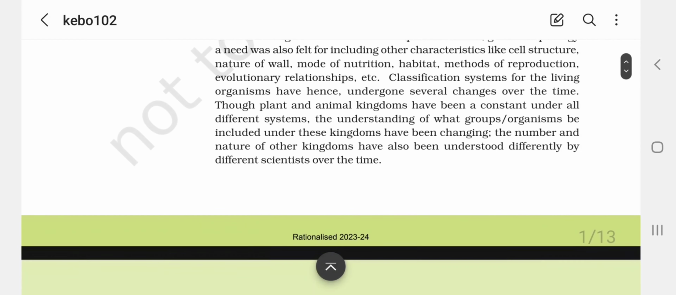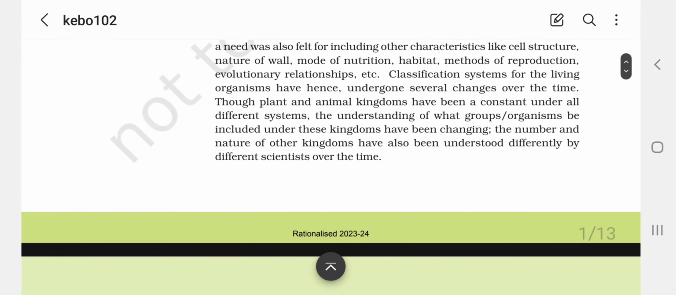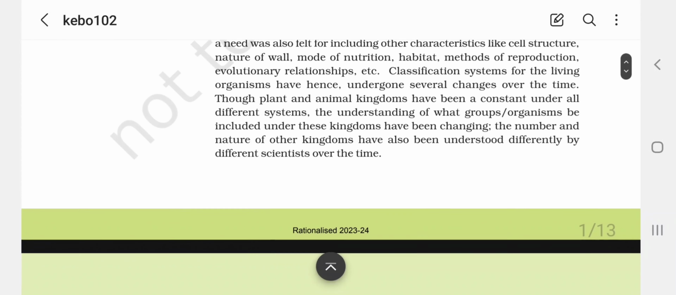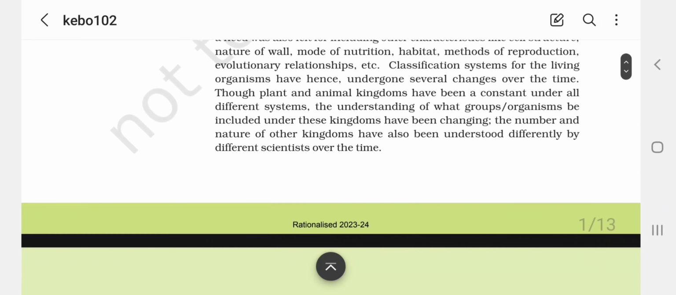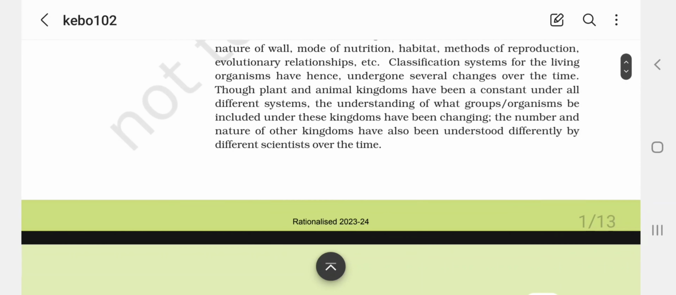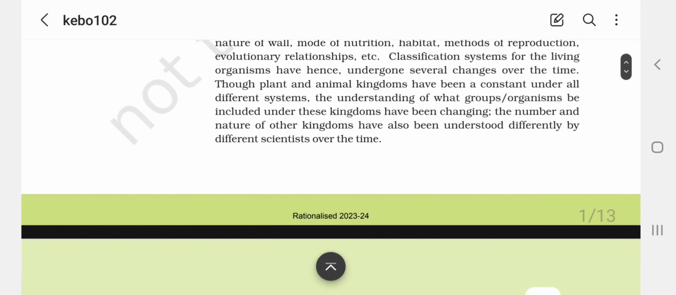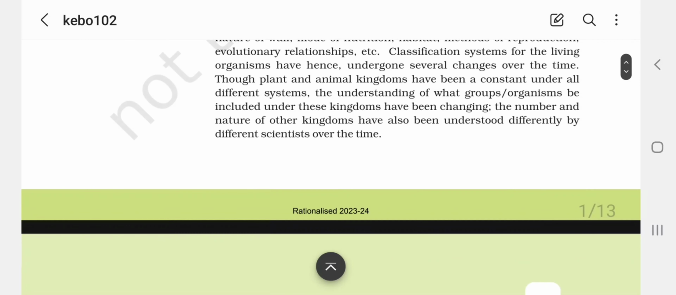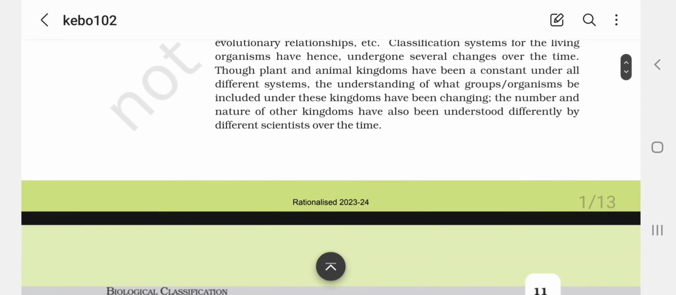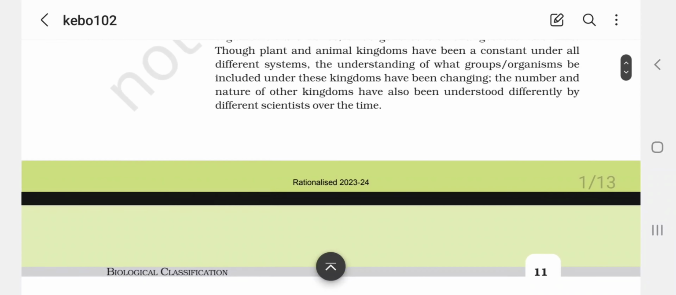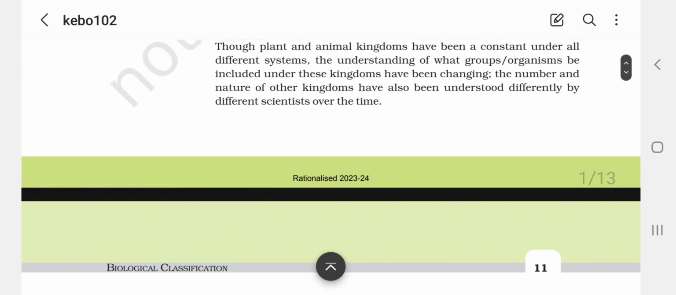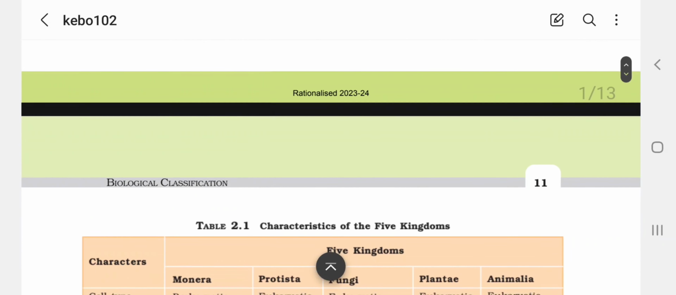Classification systems for the living organisms have hence undergone several changes over time. Though plant and animal kingdoms have been a constant under all different systems, the understanding of what groups of organisms should be included under these kingdoms has been changing. The number and nature of other kingdoms have also been understood differently by different scientists over time.